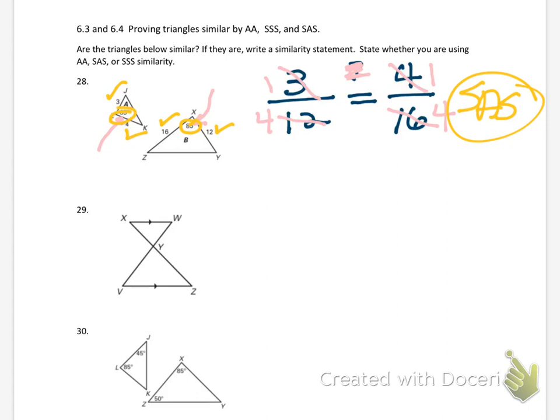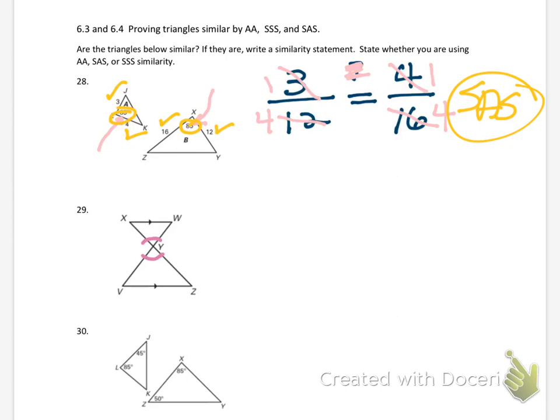So can I find some that are equal? Because remember, you have to find two angles that are exactly equal. Well, I found one here. This top triangle and this bottom triangle have vertical angles that are equal. So that's one of them. Okay, so now look what else I have hiding in here.